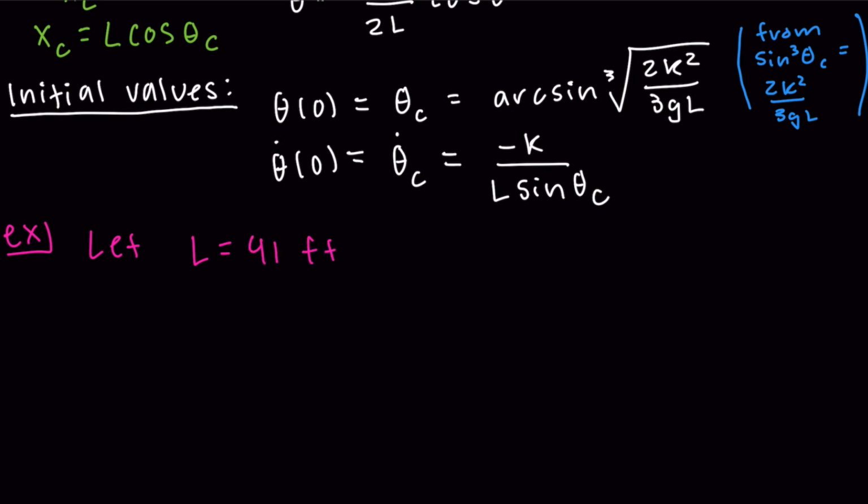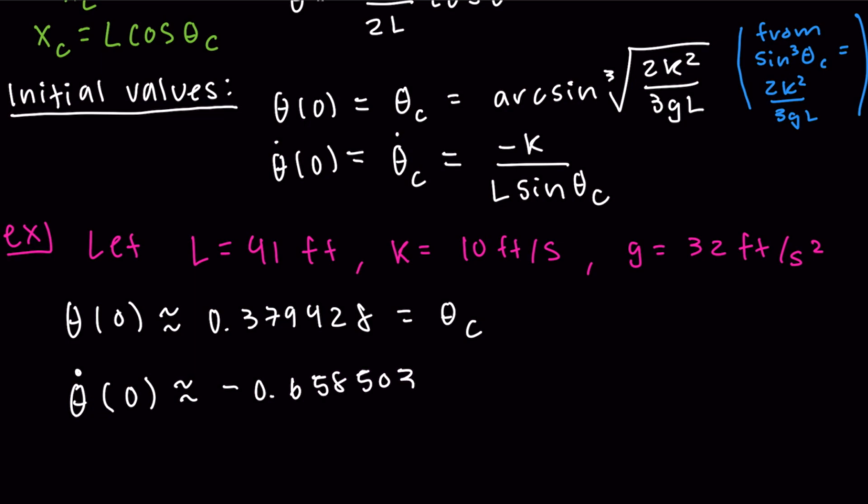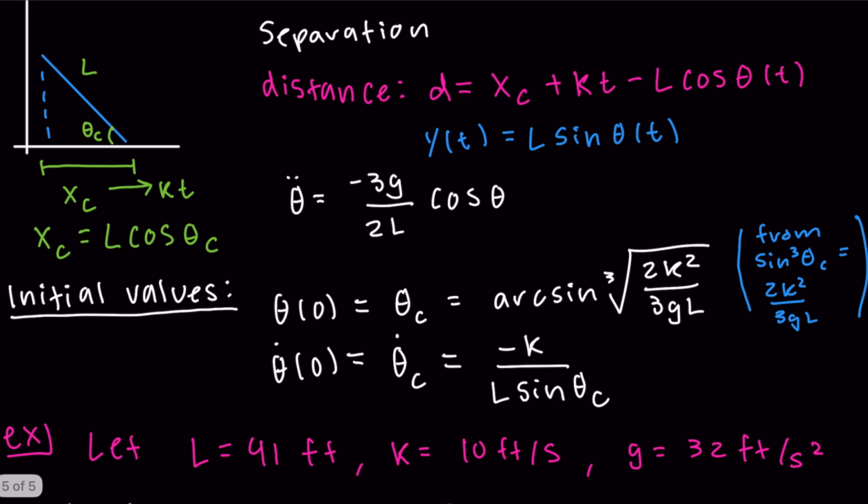Using the same values from before, L equals 41 feet, k equals 10 feet per second, and g equals 32 feet per second squared. Plugging in these values, we get theta 0 is approximately 0.379428. And remember, this is equal to theta c. Similarly, theta dot 0 is approximately negative 0.658503. And remember, this is theta dot c. So these are our initial values for the differential equation. Going back up, we need to find theta(t) by working through this differential equation from our initial conditions.